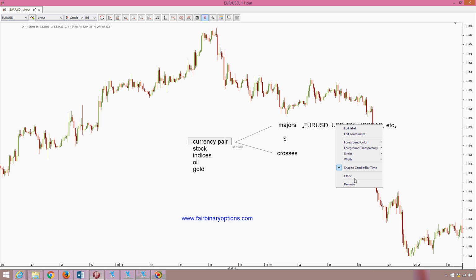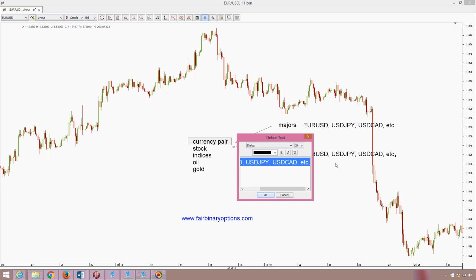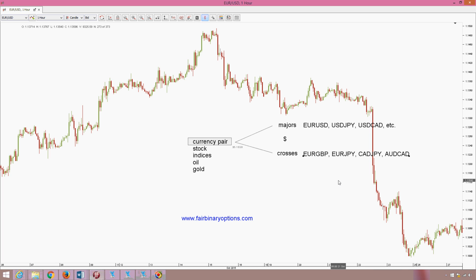In the crosses category, we have all other currency pairs that do not have the US dollar in their components. So we're talking about a cross like euro Great Britain pound, or euro and Japanese yen, or Canadian dollar and Japanese yen, or Australian dollar and Canadian dollar, and so on and so forth. These are majors, these are crosses.